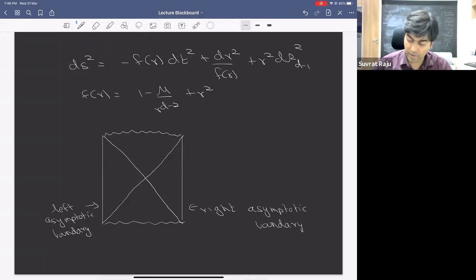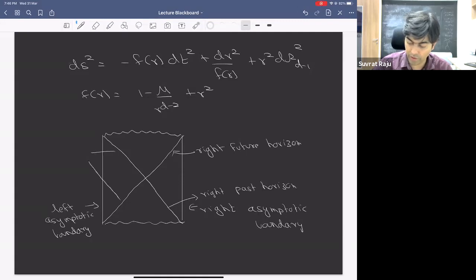Okay. And this is the right future horizon. This geometry also has a past horizon. So it has a right past horizon. And similarly, on the left, there's a horizon here and a horizon here. So these are the left horizons. So this geometry has not only a future horizon. If you go sufficiently far back in the past, there's another horizon, and there are these two asymptotic regions.